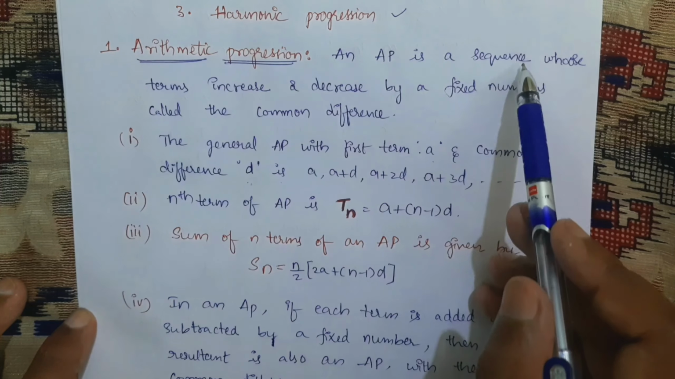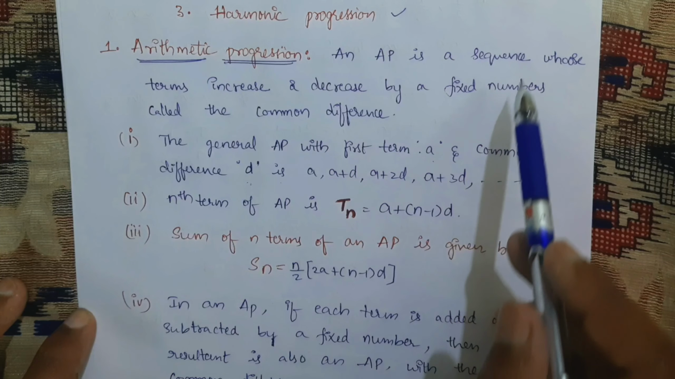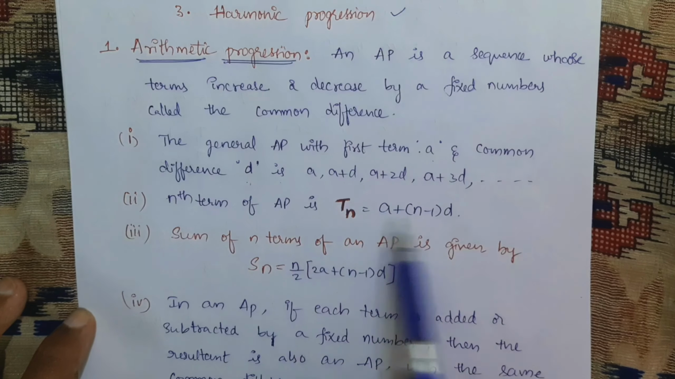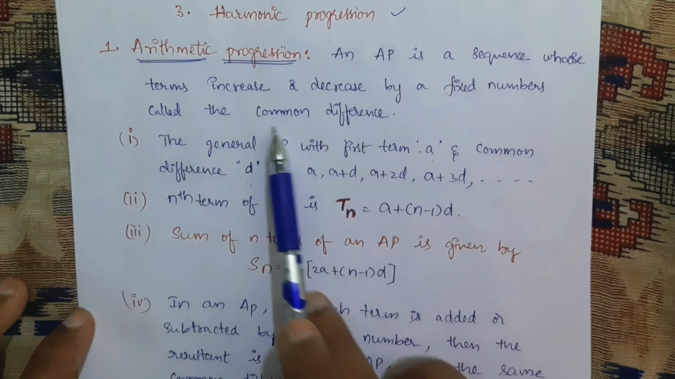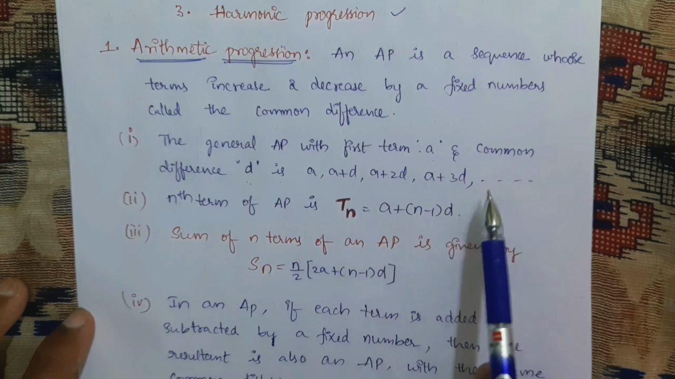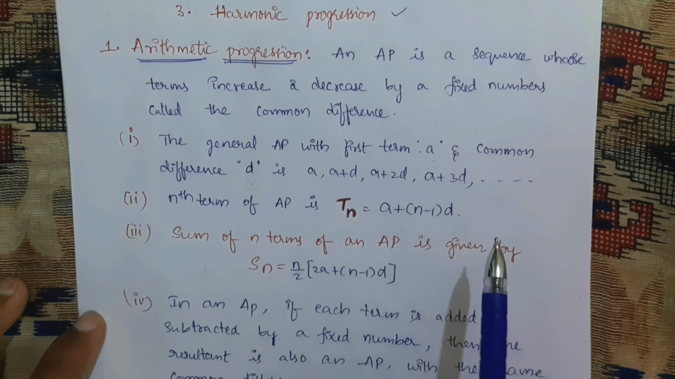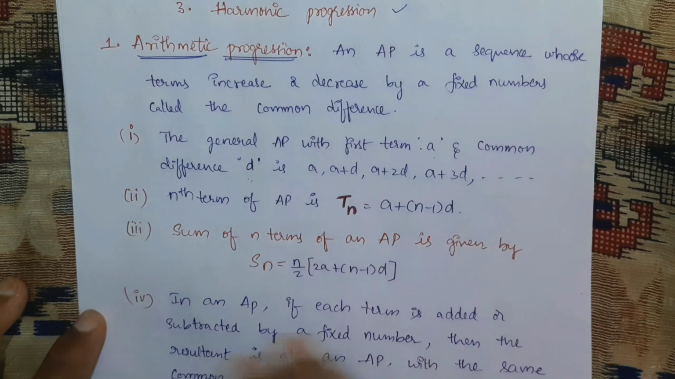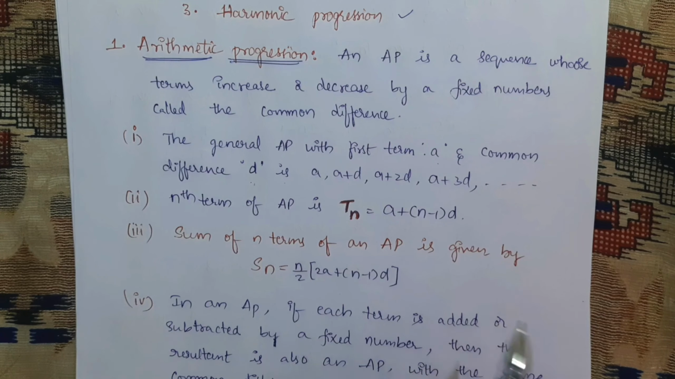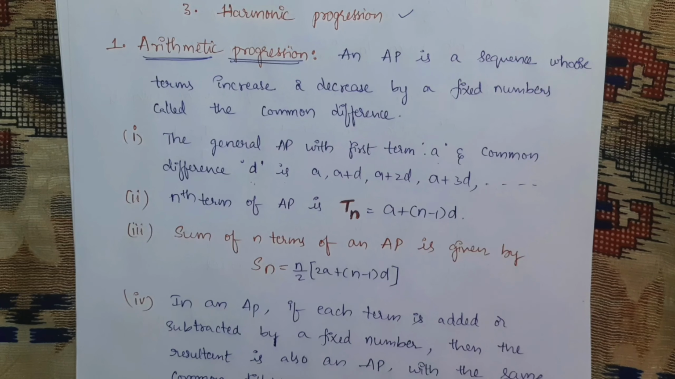So here AP is also a sequence, right? In that sequence we will have a common difference. What do you mean by common difference? It means t2 minus t1, t3 minus t2, those all will be equal. So the number that we get is what we consider the common difference.